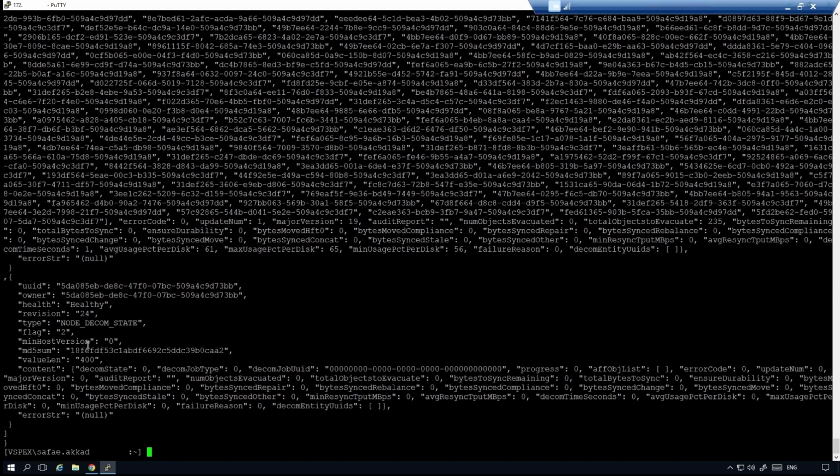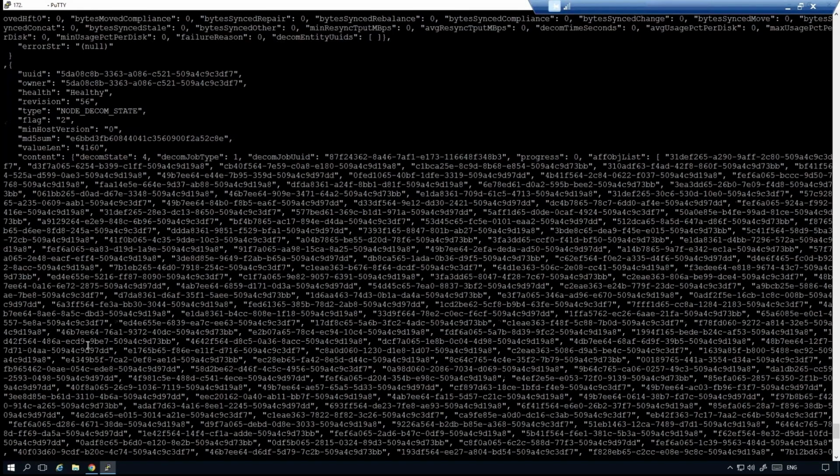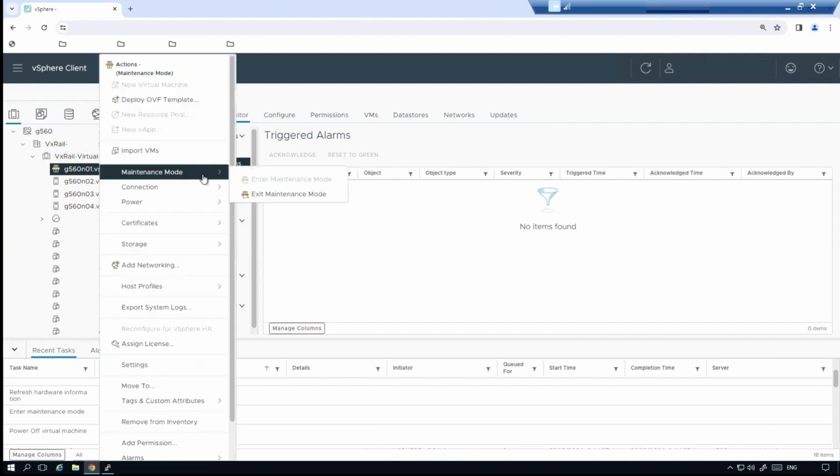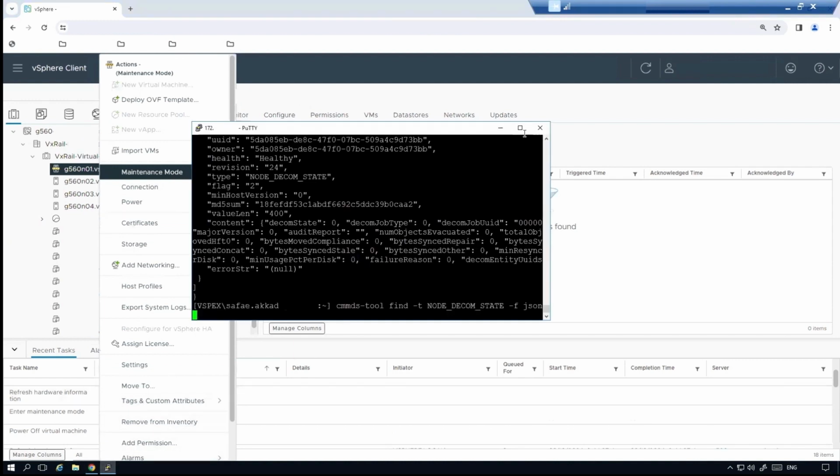As you can see, now we have one host that is stating DCOM state 4. This means that the host is currently entering maintenance mode. We give it some time until it fully enters maintenance mode. And now we try to run the command again.